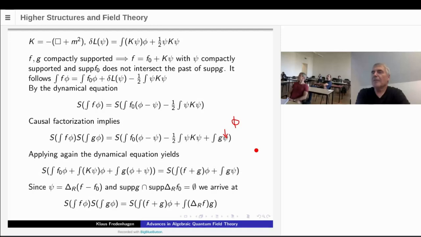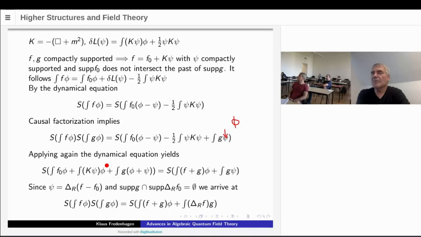So then I apply again the dynamical equation, but now with minus psi. So I go in the opposite direction and I make a shift here in the opposite direction, which gives f naught times phi. And I make a shift for this g times phi, which gives g times phi plus psi. And then I add this delta L of psi, is the sum of these two terms, and the quadratic term is just cancelled and it remains this linear term.